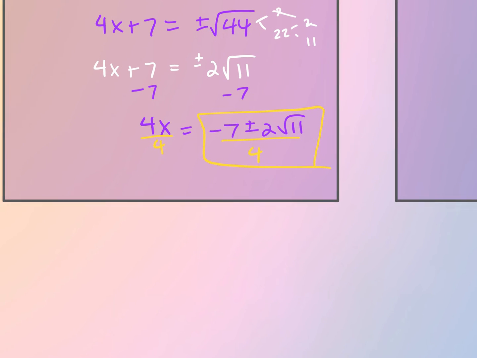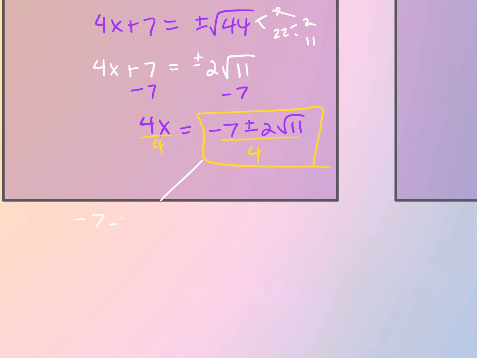Again, in WebAssign, you're going to separate it out. So negative 7 minus 2 root 11 over 4, and negative 7 plus 2 root 11 over 4. Cannot simplify the 2 and the 4 because of the 7.